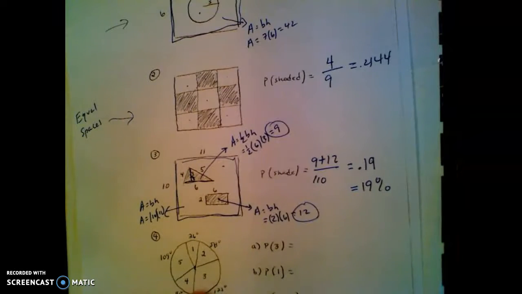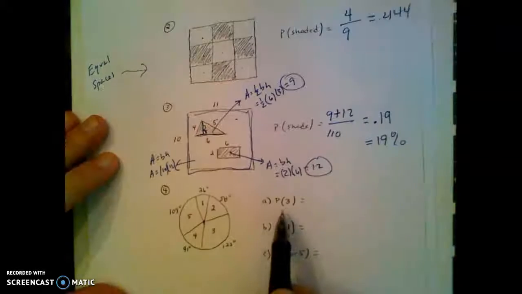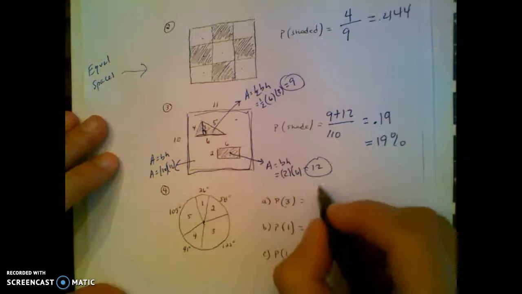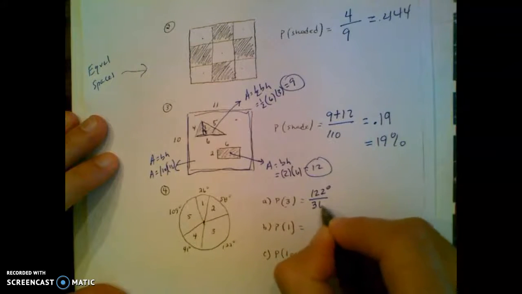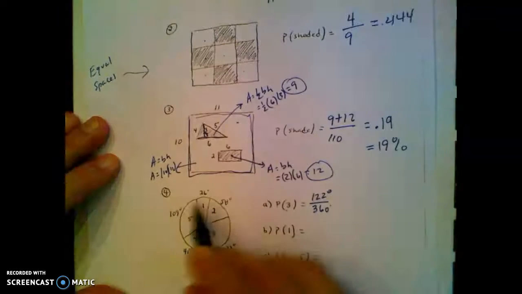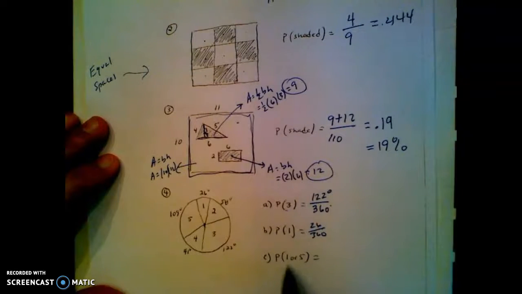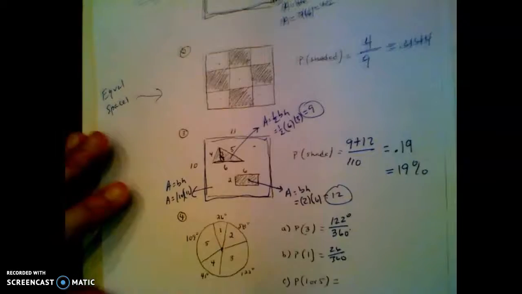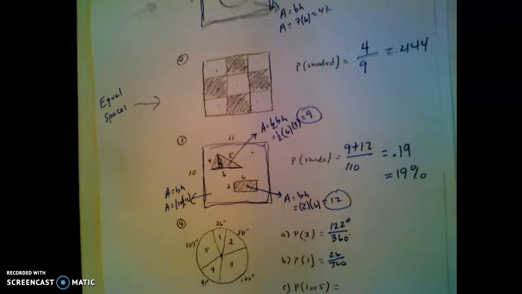Then the last kind is a spinner problem. Again, a whole circle is 360 degrees. If I want to find the probability of it landing in 3, that's this section here. Success would be 122 degrees out of a total of 360 degrees. Probability of landing in 1, success is 26 degrees out of 360. 1 or 5 would be those two added up over 360. So there's a bunch of different types of geometric probability problems. See what you can do. Use this video. I'll also put the answers to the homework up.